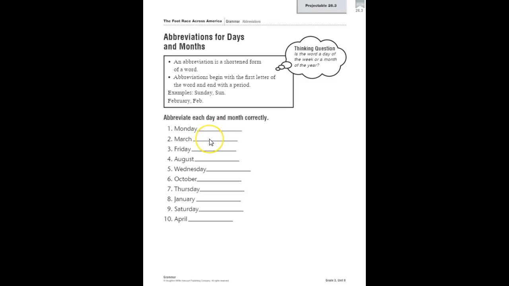What would you do with March? March already is a pretty short name of a month. But what would you do to shorten March? Probably the first three letters and then the period. Work through the rest of this projectable and decide how you would abbreviate these. And then I'll show you the answers in a second. So pause the video.